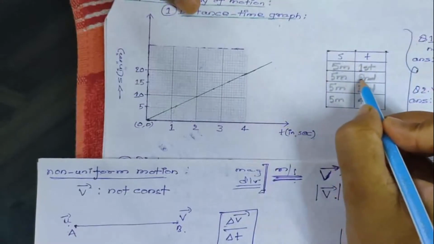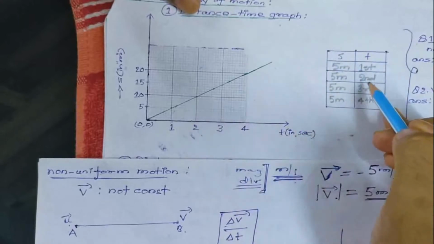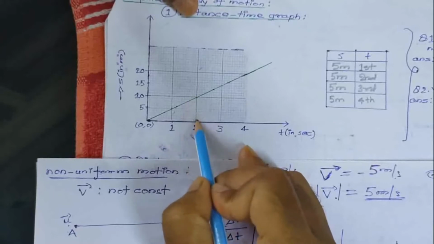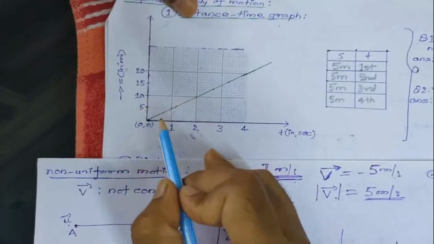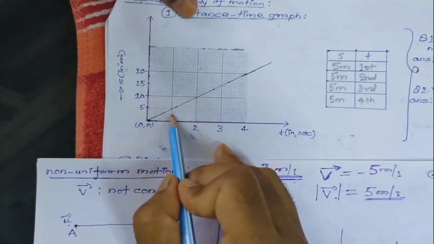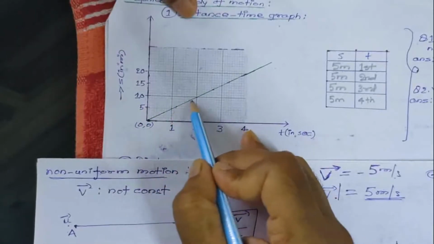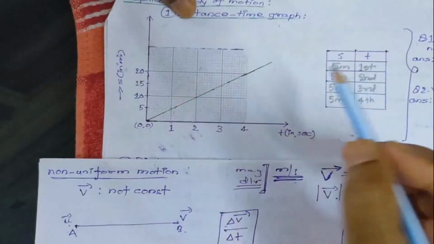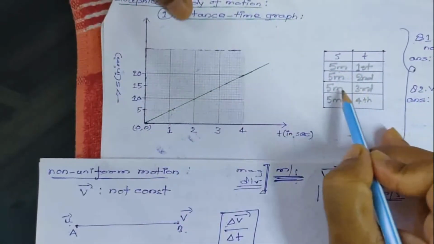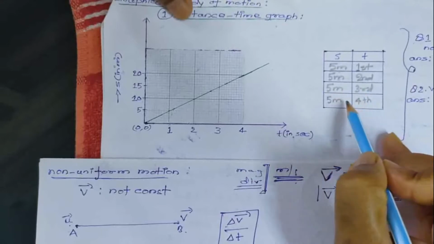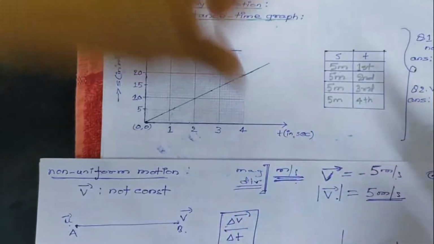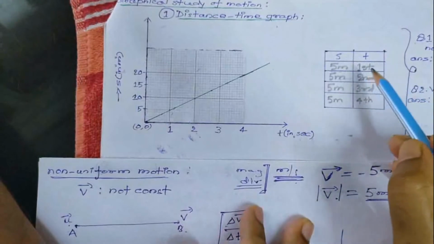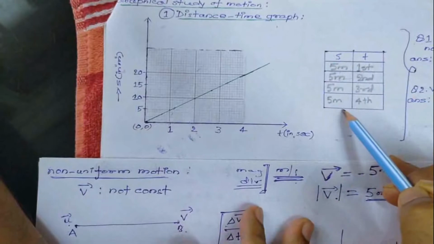In the second second, how much distance has it covered? In 2 seconds, in total it has covered 10 meter, but in the first second it covered 5 meter, so in the second second it has covered 5 meter. Similarly, if you see carefully, in the third second it covered 5 meter, and in the fourth second it traveled 5 meter. So what do you see? Do you notice something out of it?